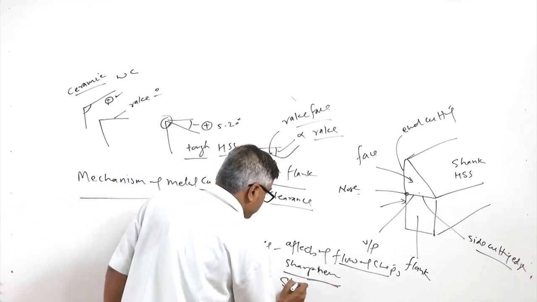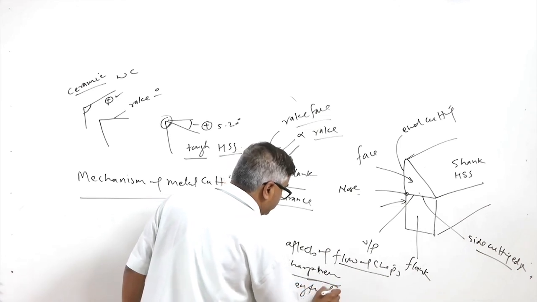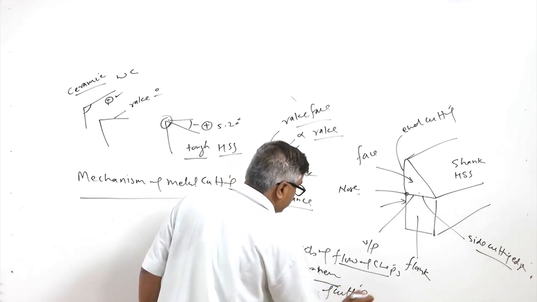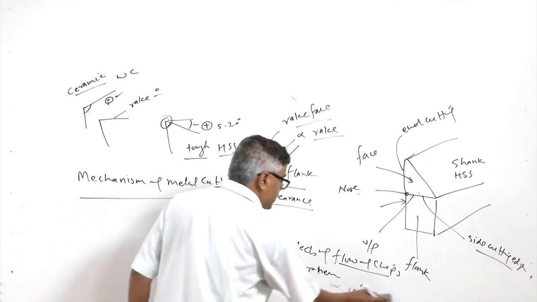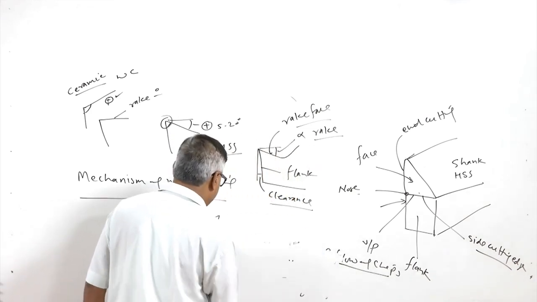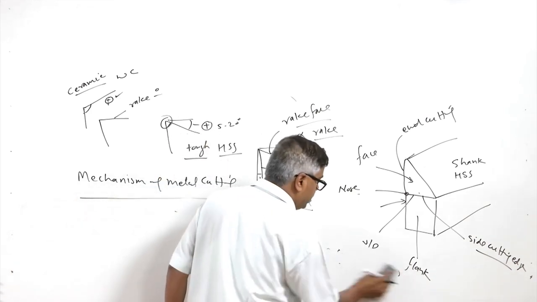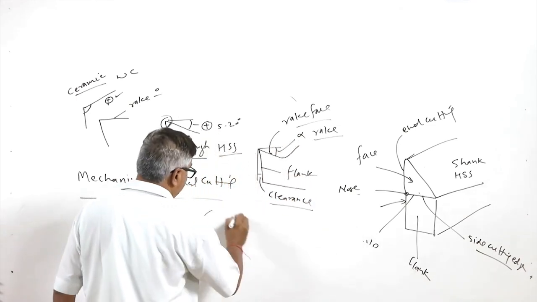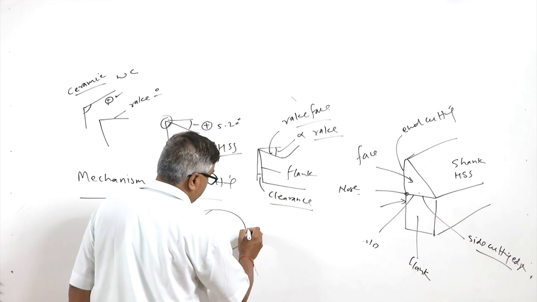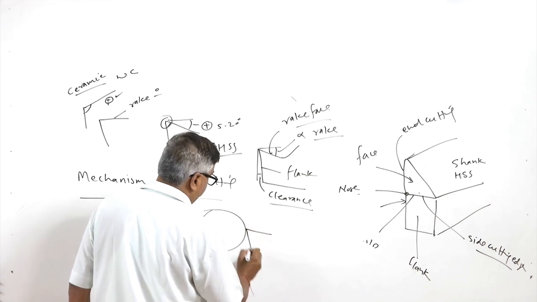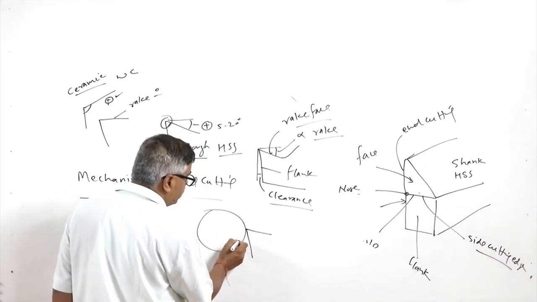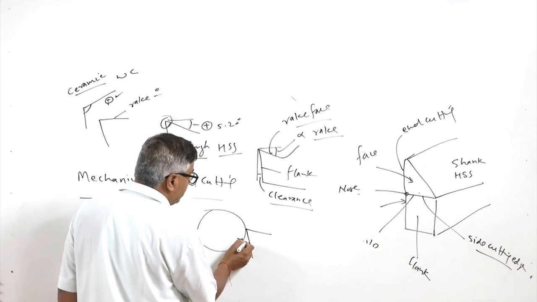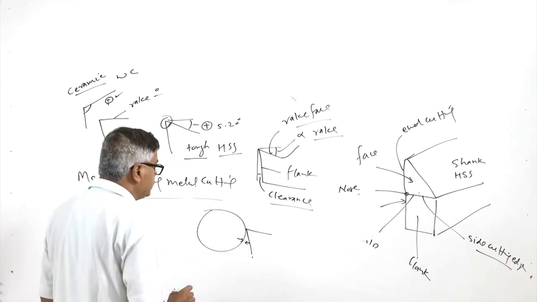At the same time, it also affects the strength of the cutting edge, because it determines the cutting edge cross sectional area. On the other hand, the relief angle or the clearance angle basically avoids the rubbing of the workpiece with the flank of the tool.